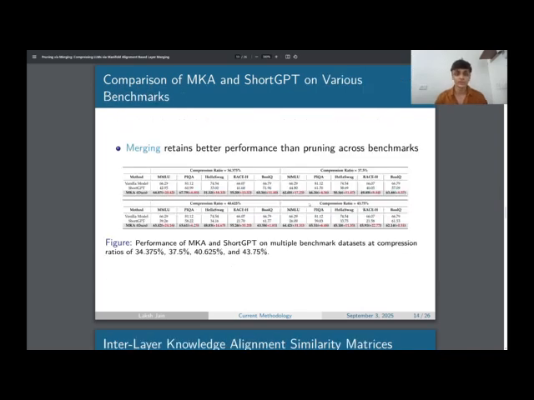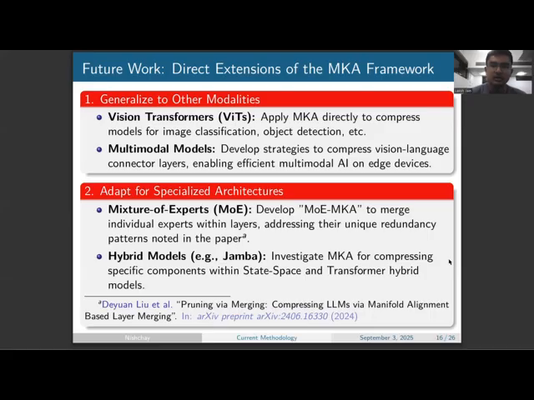And the conclusion of this, when we compare MKA and ShortGPT on various benchmarks, is that merging as opposed to pruning retains better performance across multiple benchmarks. So in this model, again, you have some vanilla models, you have ShortGPT and you have MKA, and you have different datasets. You have MMLU, PIQA, HellaSwag, Research, etc. So we have a fixed compression ratio, and we're able to see that MKA has very comparable accuracies compared to the vanilla model, while having a very high compression ratio.